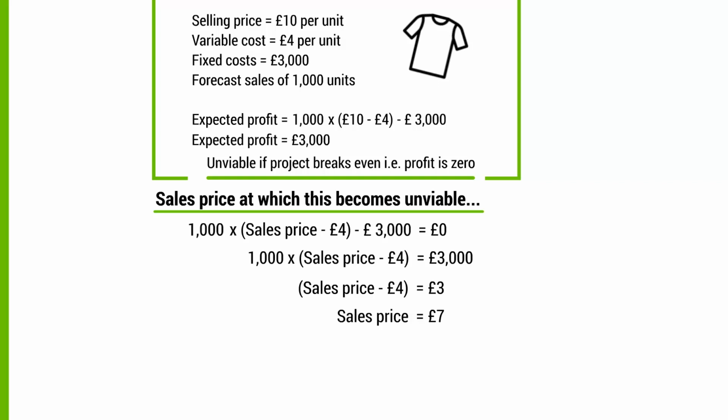And we can work this out as a percentage of our original sales price. So our original sales price being £10 per unit. And if it falls by £3 to £7, it becomes unviable, which means a reduction of £3 per unit is a 30% decrease. So it means that our project is 30% sensitive to the sales price. A 30% change in the sales price will render the project unviable or unprofitable.